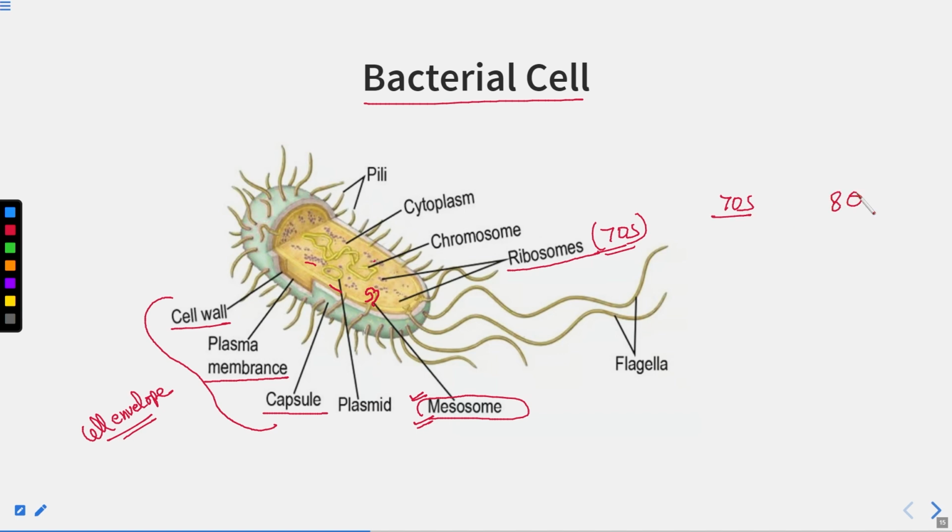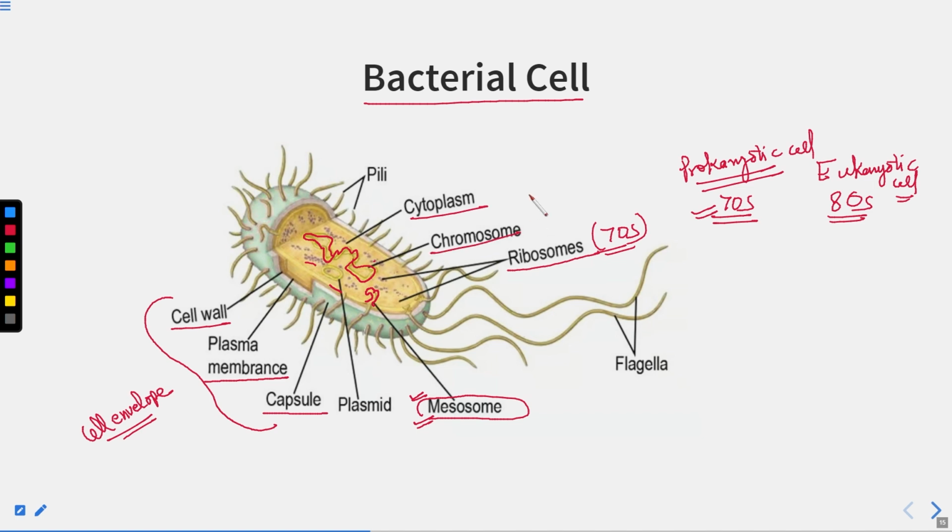70S type and 80S type. 70S type is present in the prokaryotic cell, and 80S is present in the eukaryotic cell. So this bacteria is a prokaryotic cell, so this bacteria will have 70S type of ribosomes. Cytoplasm is there, and inside the cytoplasm they are having a single chromosome, a circular single chromosome like this. No membrane is bound, and that is why it is called nucleoid, a primitive type of nucleus. No membrane bound nucleus is there.